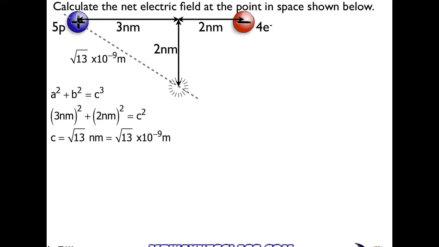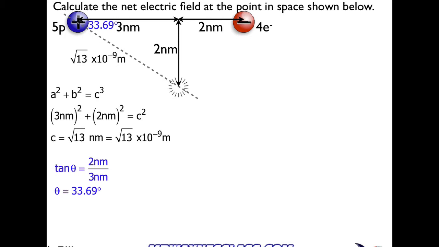Now I need to find the angle in the upper left-hand corner of this triangle. So I'll use the tangent function. Tangent is opposite over adjacent, so it's going to be 2 nanometers divided by 3 nanometers. So theta is equal to 33.69 degrees, and that's the angle in the top left.